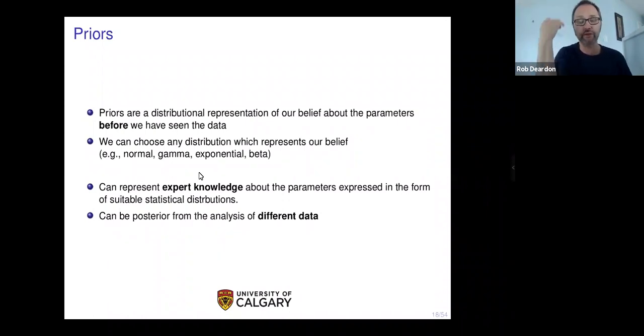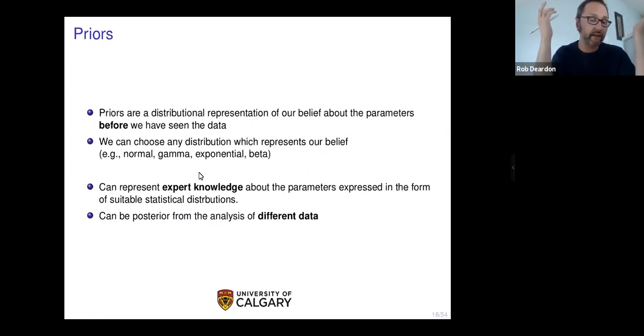So we choose whichever distribution best represents our belief, generally. Sometimes we choose them for mathematical reasons, but if we've got a parameter that's somewhere on the real line, we may well choose a normal distribution. If it's positive, we may choose a gamma or exponential, etc. And then we parameterize that to express or characterize our belief. It could be strong belief, or it could be quite a weak belief.